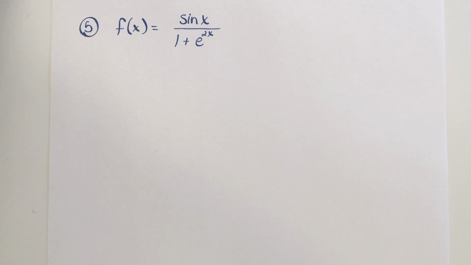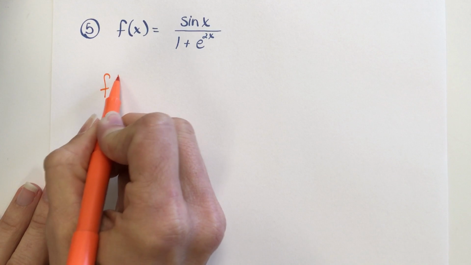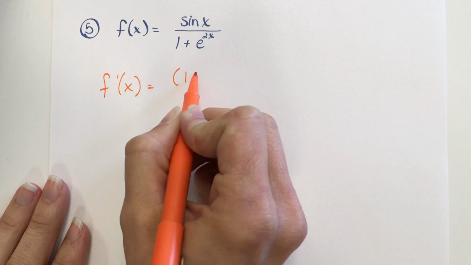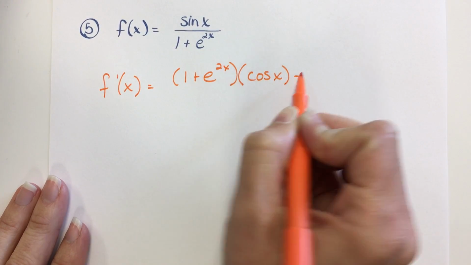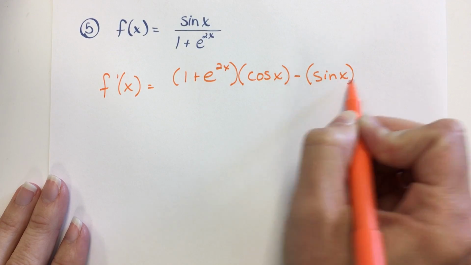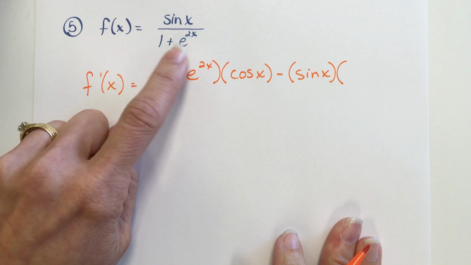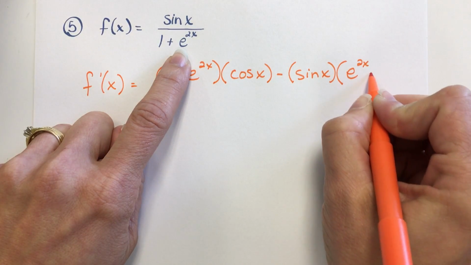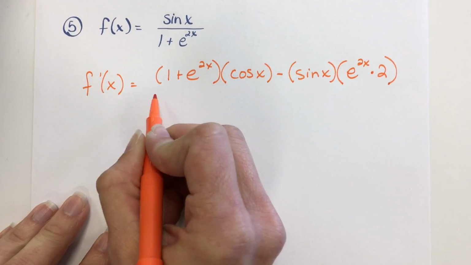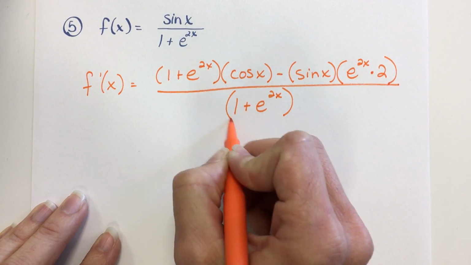Okay, now this one's going to require quotient rule. As you do your quotient rule, a portion of it, as you can see here, is your e. All right, so using your quotient rule, we'll have low d high minus high d low. Now when you take the derivative of the bottom, of course the derivative of 1 is just 0. So now we need to take the derivative of this term. So this will be e to the u times u prime. And this is all divided by 1 plus e to the 2x squared.